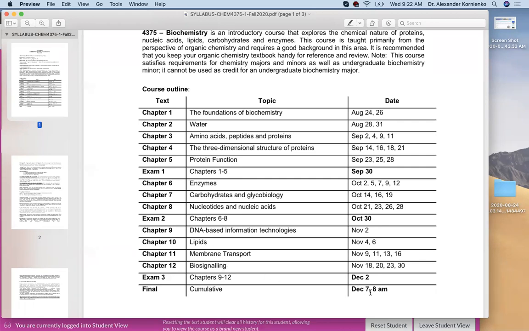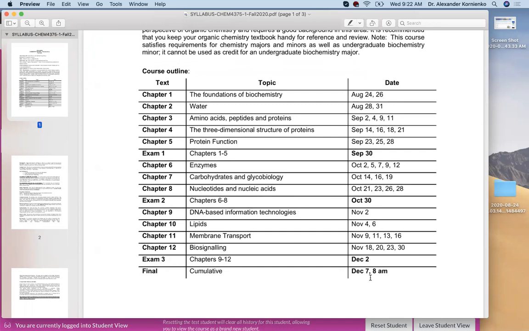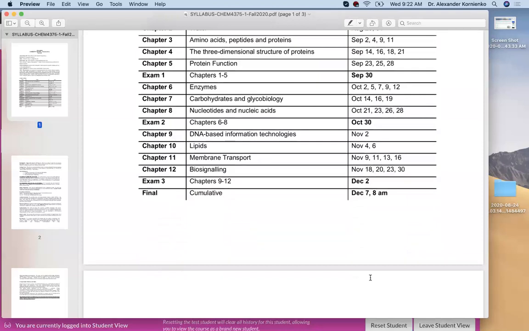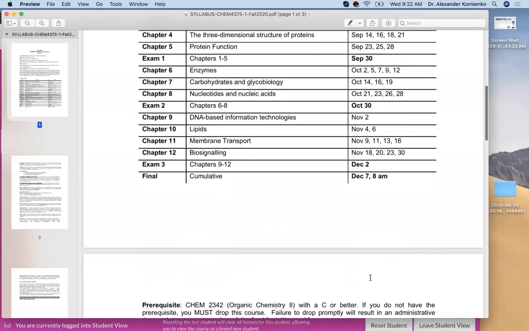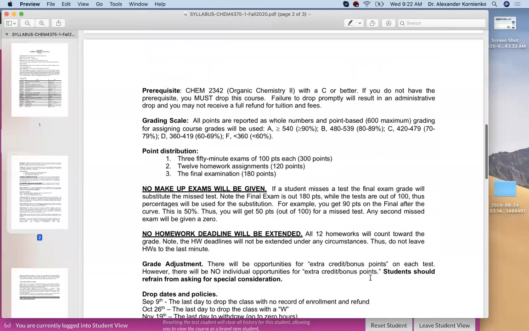And then we'll have our final on December 7th at 8 a.m. Now, we'll have three tests, right? Three midterm tests. Those are going to be during class time. And you have to be with the lectures. You can watch them on YouTube. With the exams, you can't take them on YouTube. So you have to be here during the exam times. Now, guys, at any point, just unmute yourself and ask me a question if you have a question.